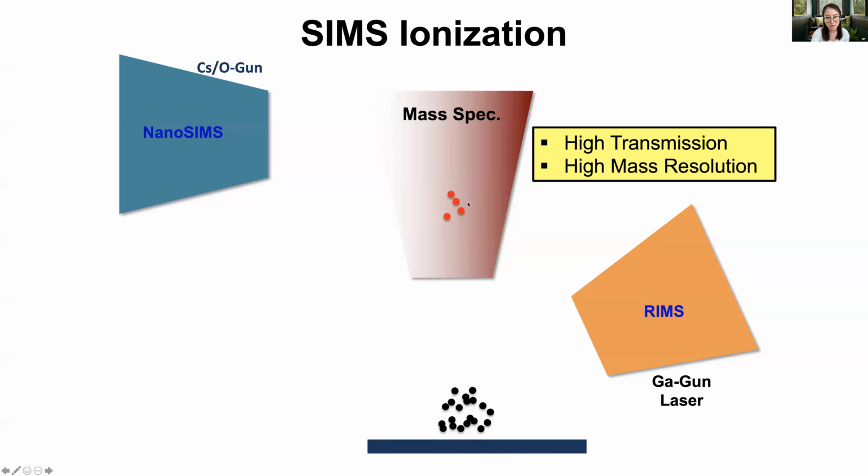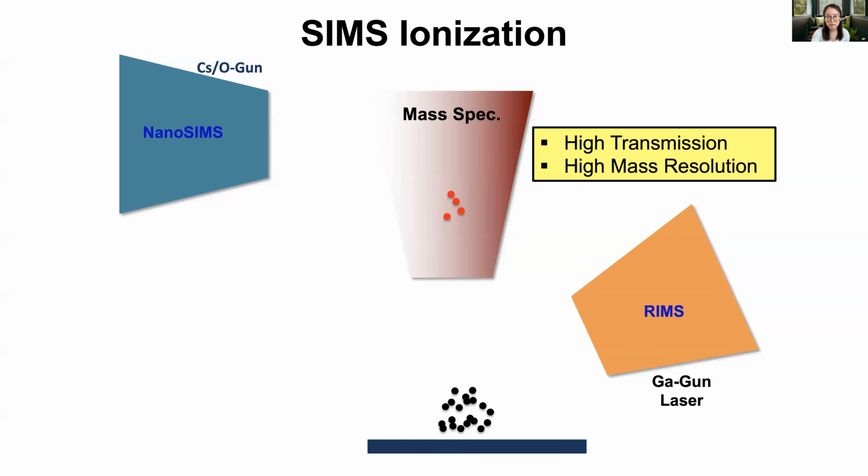Also, since the released material from the surface contains everything, this ionization process is not exclusive. So we need to have a high mass resolution in the SIMS instruments to get rid of atomic interferences.